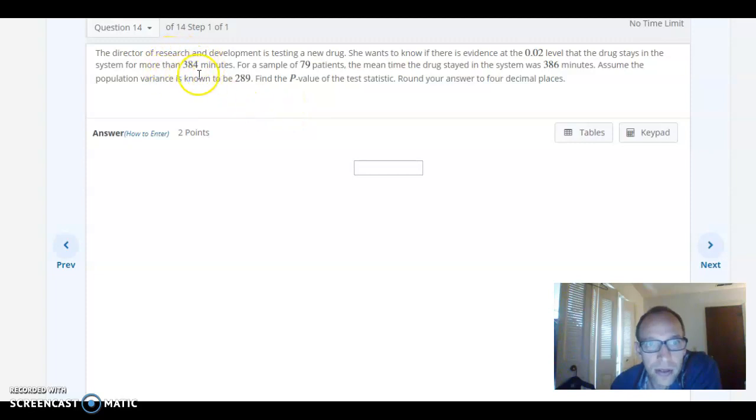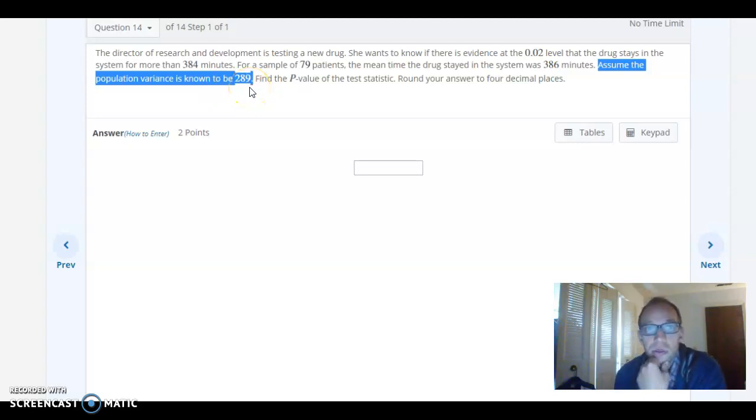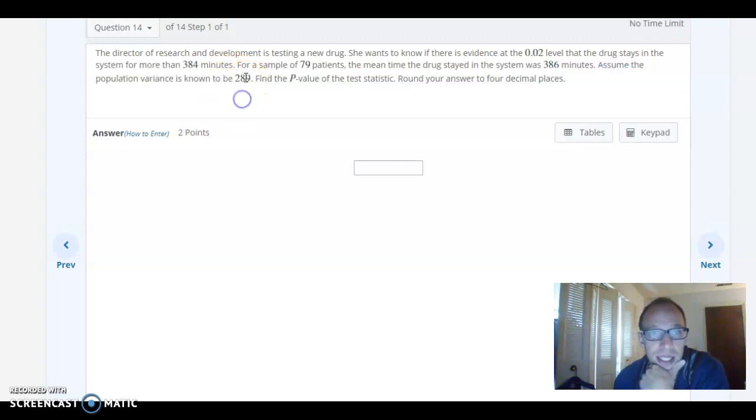Okay, so here we have an average time that the drug stays in the system, and we have a sample and the sample mean here. This is the key statement. I think this is where most people will get tripped up. So the population variance is known to be 289. So first of all, we probably want to take that to a standard deviation, and we could do that by taking the square root of this number.